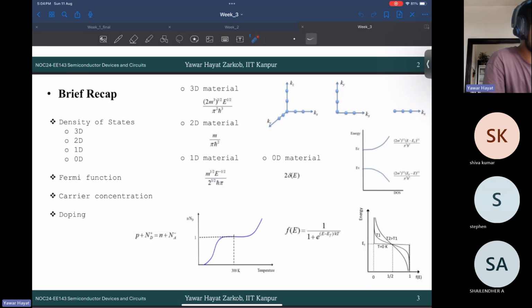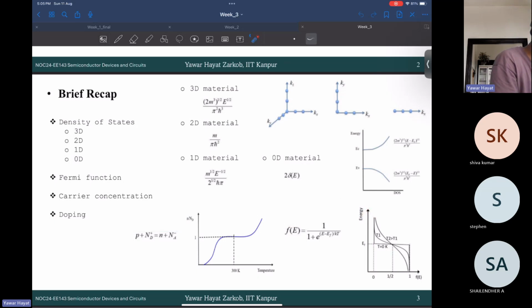Then we also studied the Fermi function, right? So the Fermi function actually gives the probability of finding an energy state at energy level E that is occupied by an electron. It's denoted by f of E and given by this expression, the E dependence. This is the plot of f of E versus E. f of E is on the x-axis and energy E is on the y-axis.